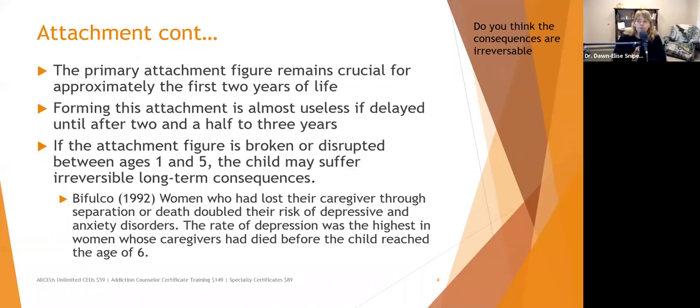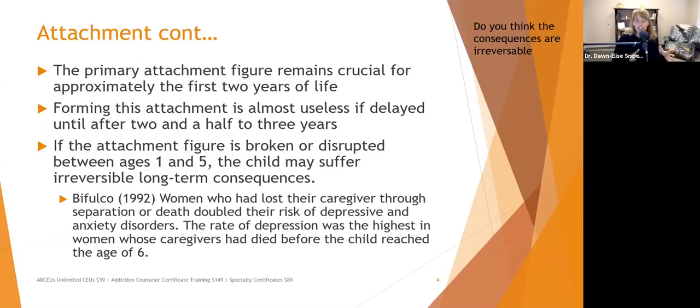The primary attachment figure remains crucial for approximately the first 2 years of life. Well, let's think about it. What happens during the first 2 years? At the end of 2 years, little Tommy is able to walk a little bit more. Little Tommy's probably in preschool or daycare or going over to friends' houses or something. So there is more of a world that little Tommy can connect with.